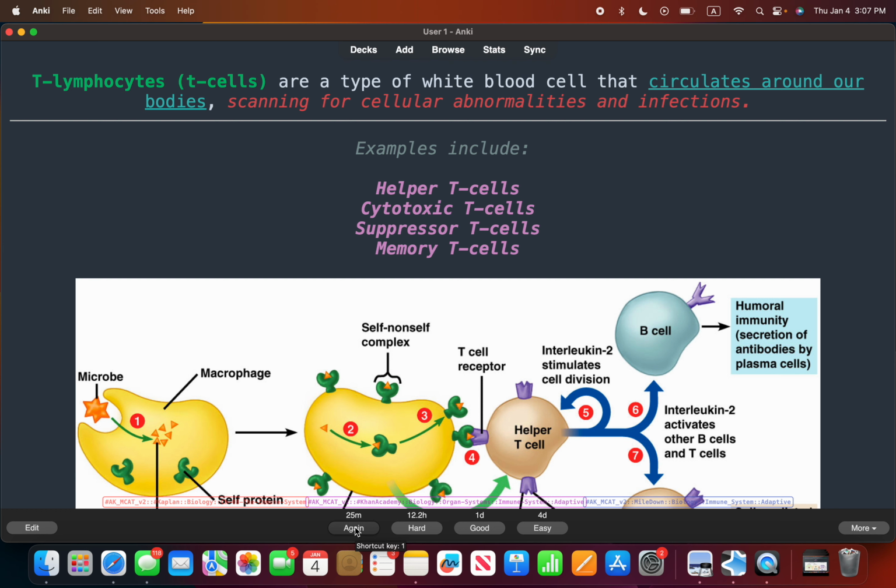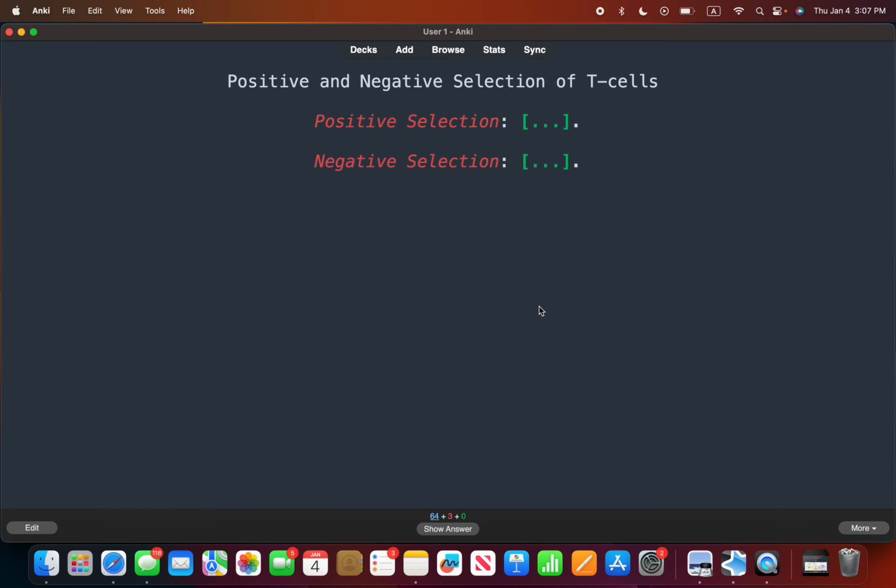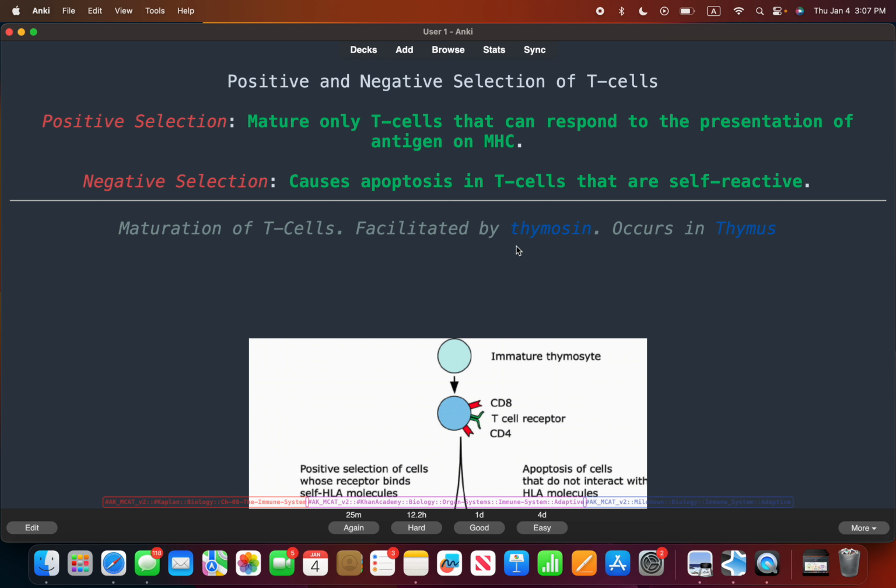Okay, we have this to do again. We have positive and negative selection of T cells. So what is a positive selection? What is a negative selection? A positive selection is when only mature T cells that can respond to the presentation of an antigen on MHC. So you mature only T cells that respond to presentation of antigen on MHC. But negative selection causes apoptosis in T cells that are self-reactive. Interesting. So T cells have this thing called positive selection and negative selection.